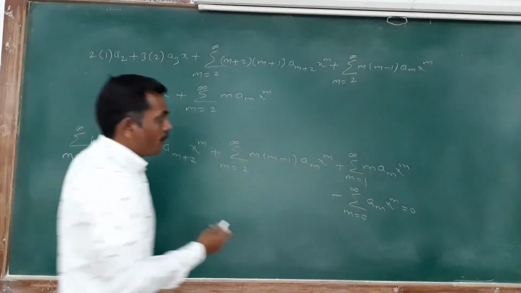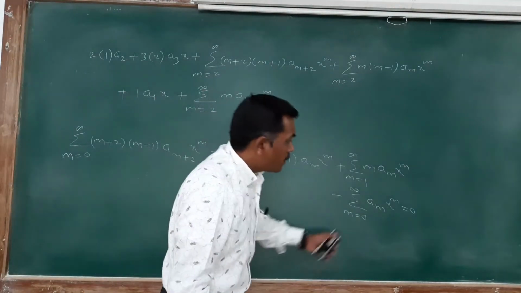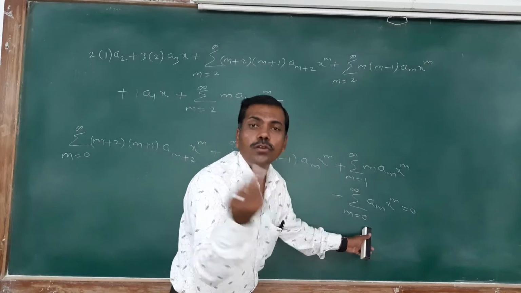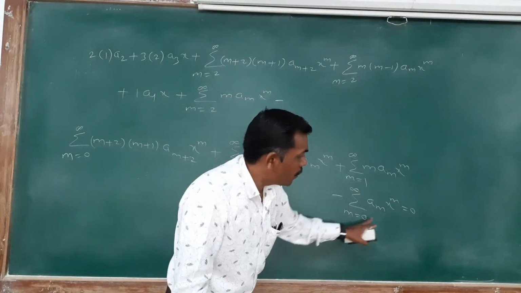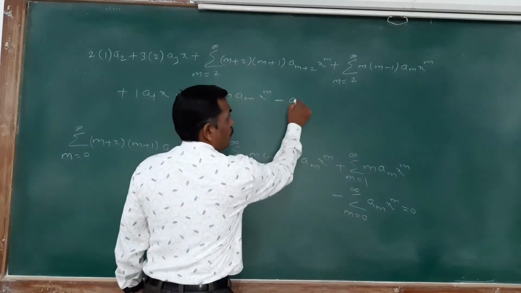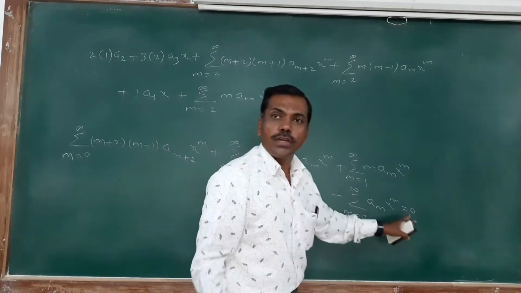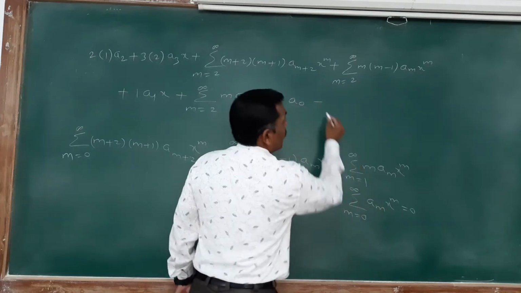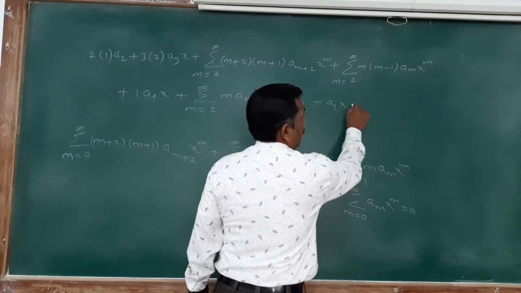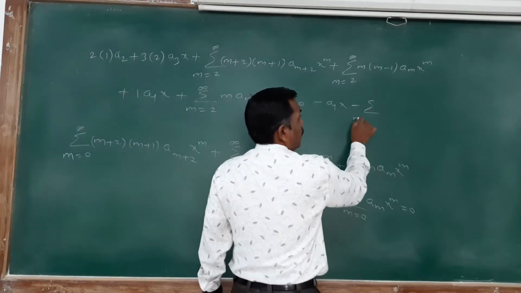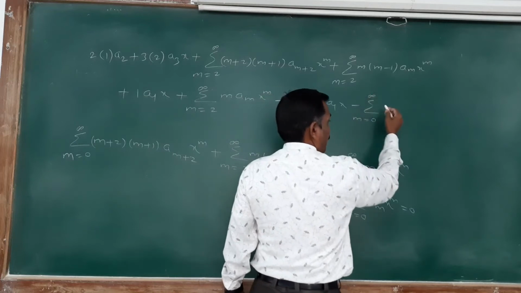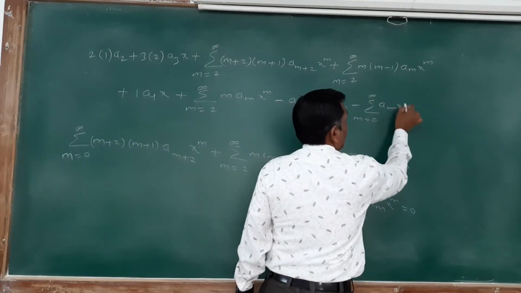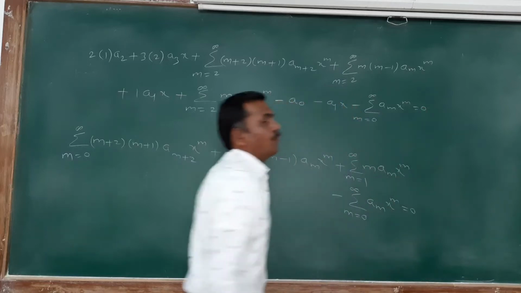Understood? Minus last term. It starts from 0. So I have to take two terms outside. Which are that? M equal to 0. I get a0 x raised to 0, that is 1, minus. Put m equal to 1, a1 x, minus summation m equal to 0 to infinity. I get am x raised to m is equal to 0.